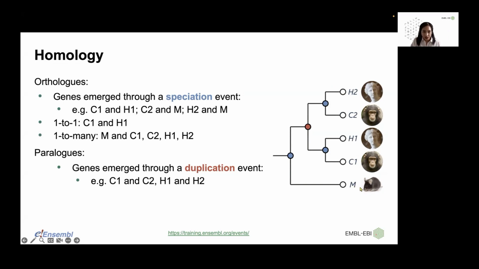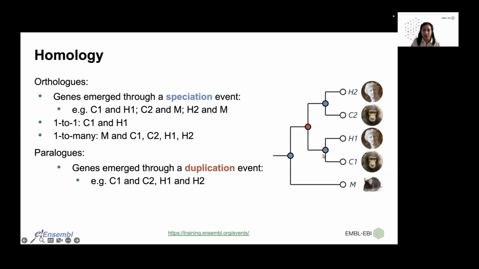So orthologs are genes that have emerged through a speciation event. And these are highlighted in blue internal nodes in the phylogeny. So for example, we have C1 and H1. These are orthologs because they have emerged from a speciation event at this node.